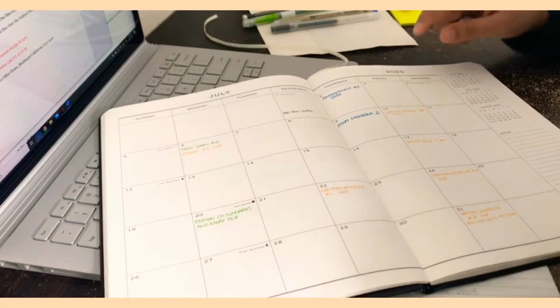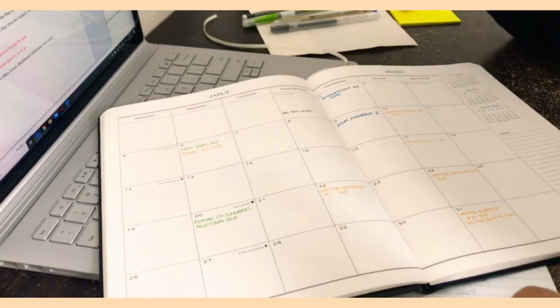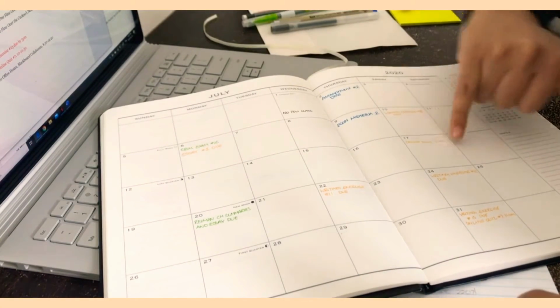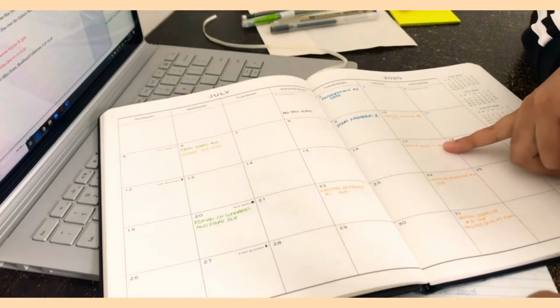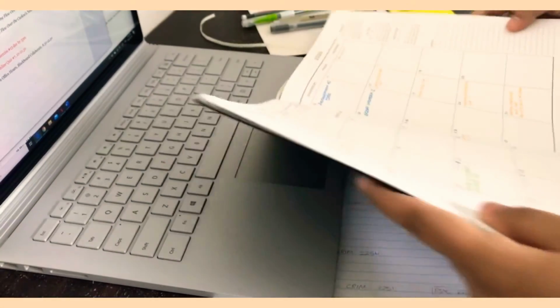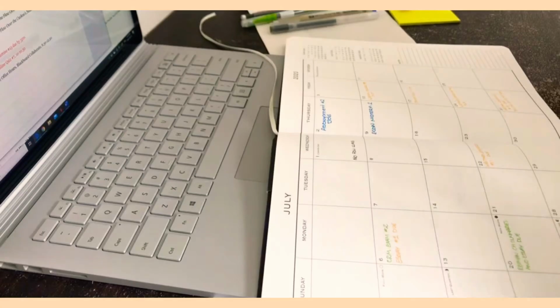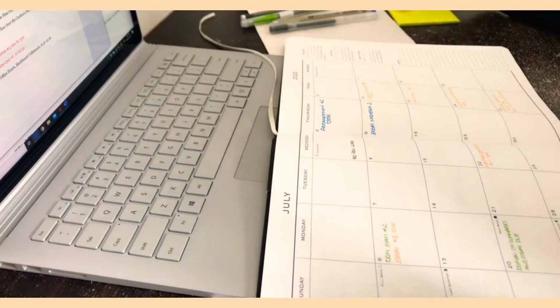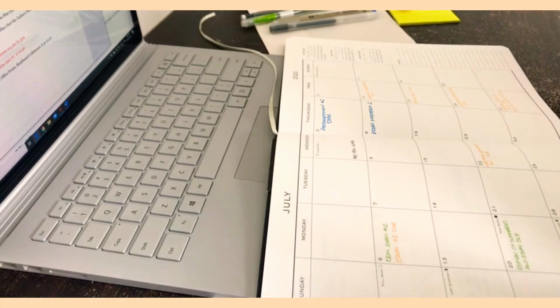So I've just finished writing everything down for one of my classes, the one in yellow. I'm not sure if you can tell, but I've even written the time deadlines for some of my assignments and quizzes. What that does is that makes sure that I don't miss the time deadline.